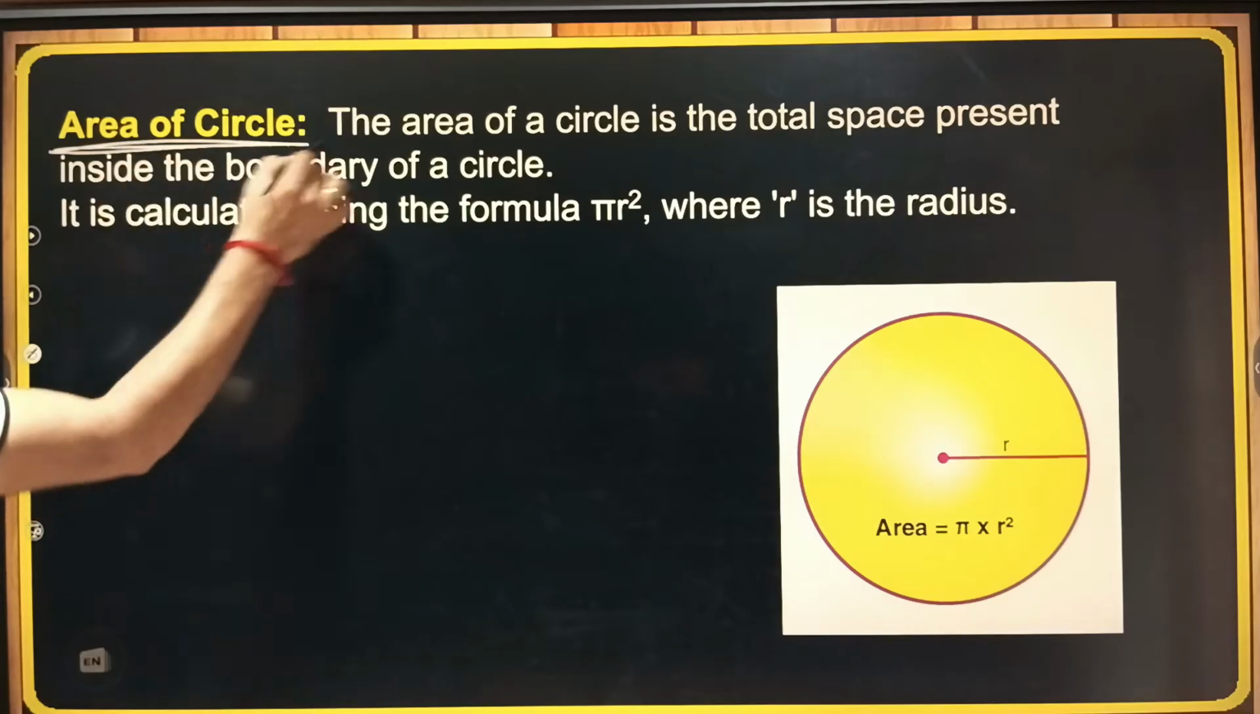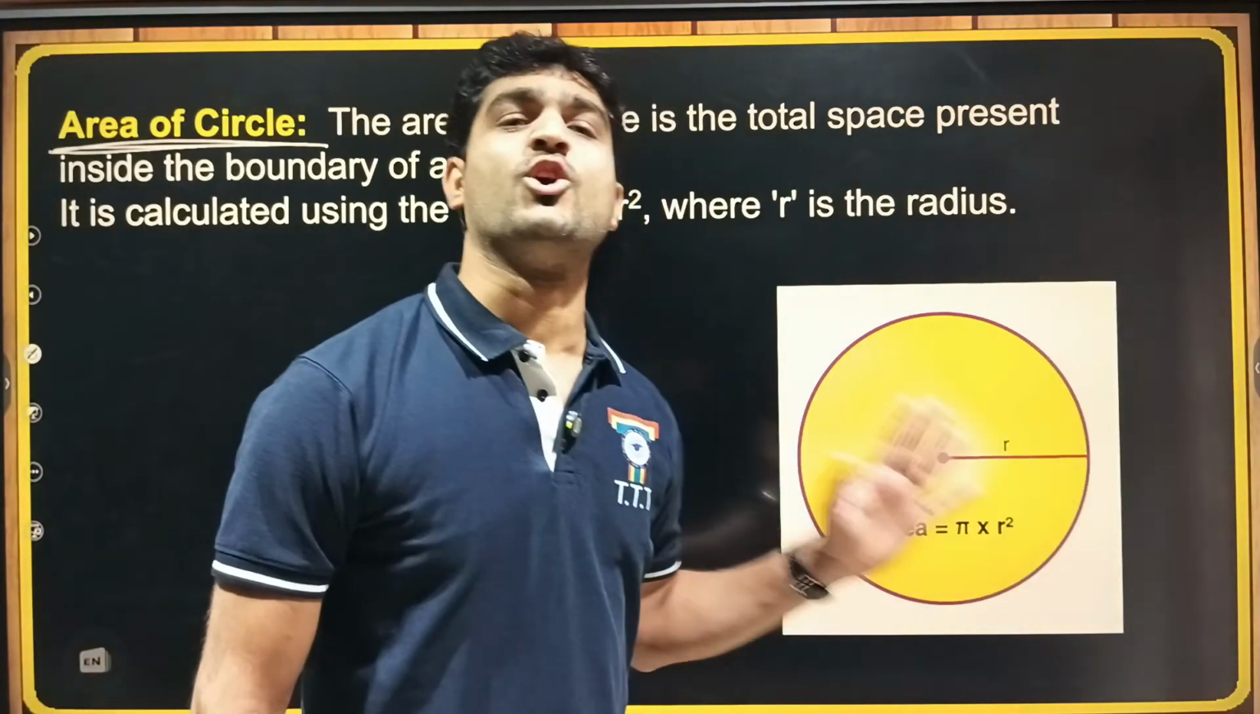Next, area of circle. What do you mean by area of circle? The space which is enclosed.